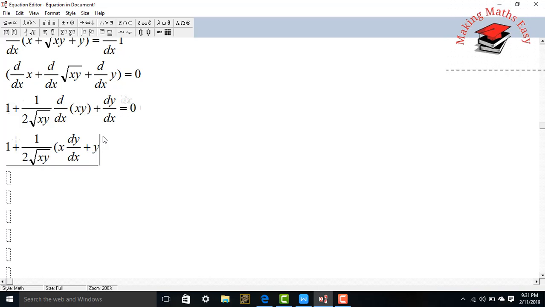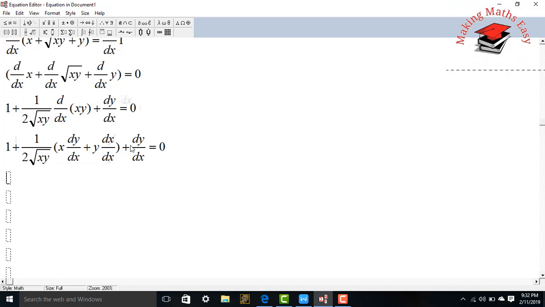So x into the derivative of y, dy upon dx, plus y into the derivative of x, and plus dy by dx in this case, because this is left, which is equal to 0.